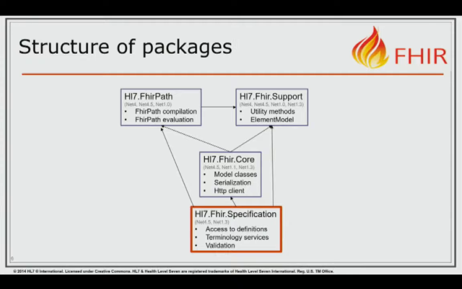All the other libraries are support libraries. For example, HL7.FHIR.specification contains what you need for access to the definitions, so access to the structure definitions that are in the core spec, terminology service and validation. So that red box there, that's the main one you want to download. Actually, if you download that one from NuGet, you'll get all the other ones because they reference the core stuff and the support libraries and the FHIRPath library.